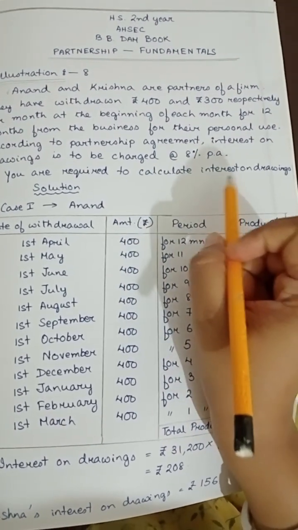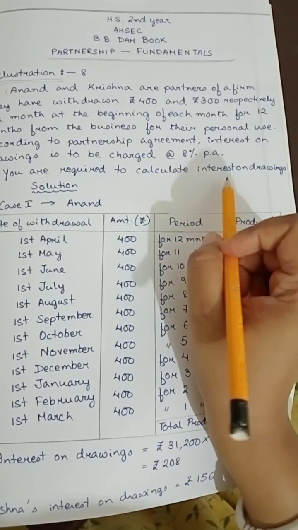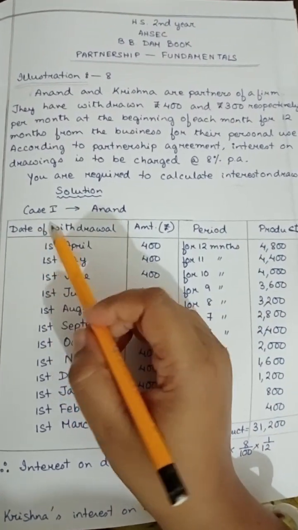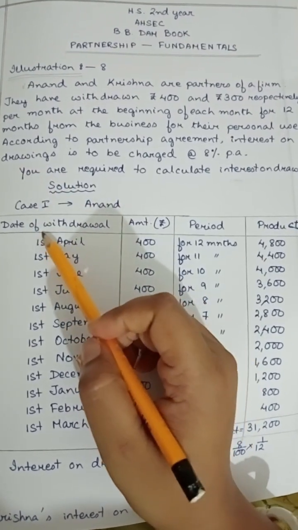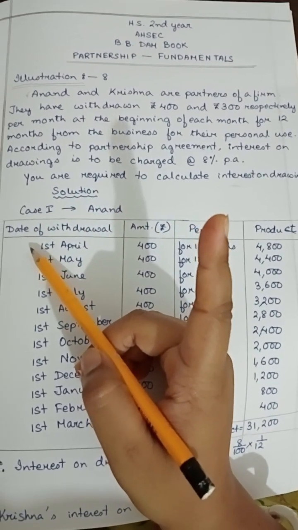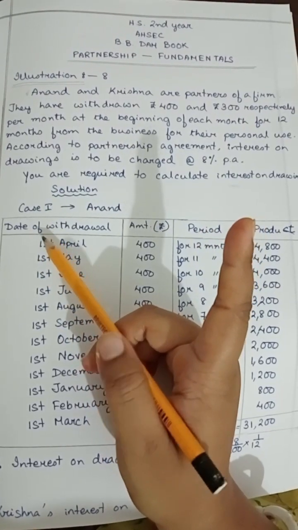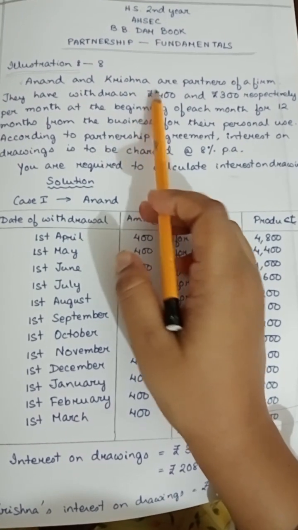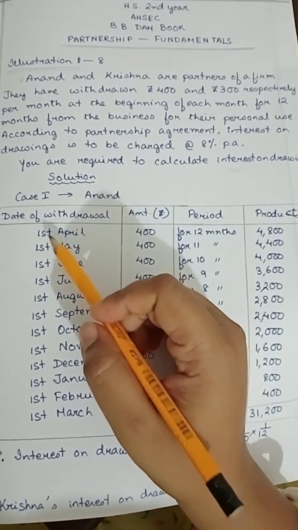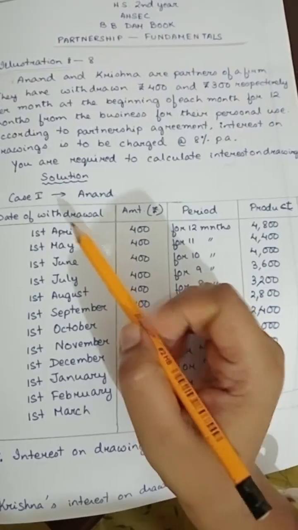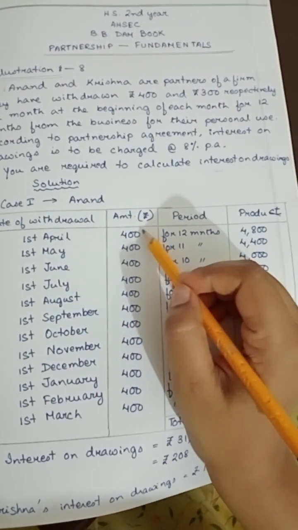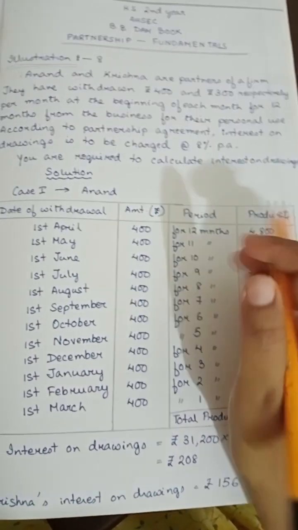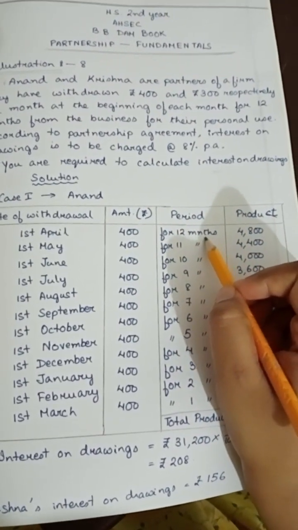So here drawings calculation is asked. In case of Anand, I am going to show you only one calculation, for only one partner. The next partner, Krishna, you have to do by yourself. So here you see date of withdrawal 1st April. Amount is 400 and this 400 is withdrawn for 12 months.